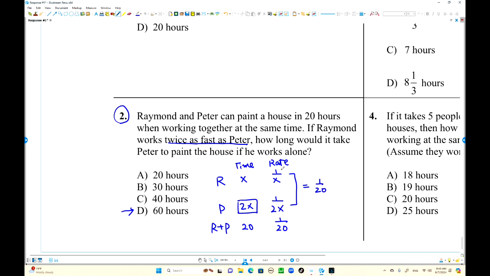Okay, how to solve this one? 1 over x is 2 over 2x. Plus another 1 over 2x. Okay, that equals 1 over 20, right? So this is 3 over 2x. Cross multiplication, 2x equals 60, x equals 30, right? So Raymond takes 30 hours. Peter takes twice this, 60 hours. Yeah, 60 hours is correct, okay? Nothing wrong with the answer, okay?